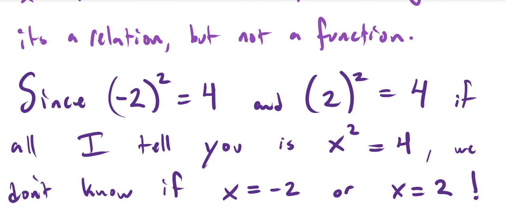If I took -2 and squared it, I'd get 4. If I took +2 and squared it, I'd get 4. And so now if all I do is tell you x squared is equal to 4, we don't know whether x is equal to -2 or +2. Both of them are solutions. And asking one question and getting two answers back is the hallmark of not a function, just a relation, not something that we can apply our properties of functions to in its entirety.